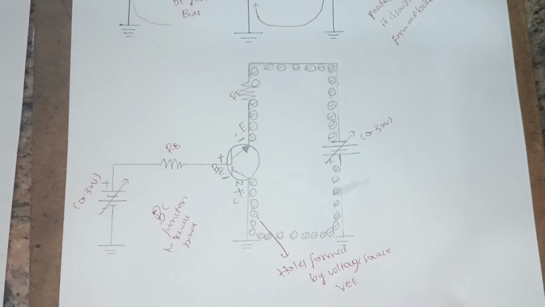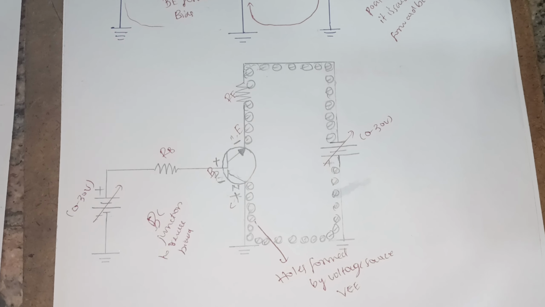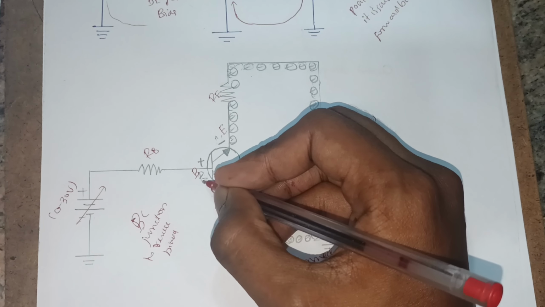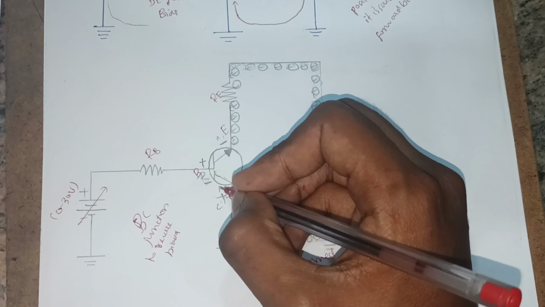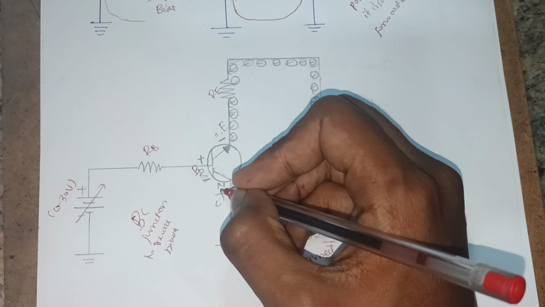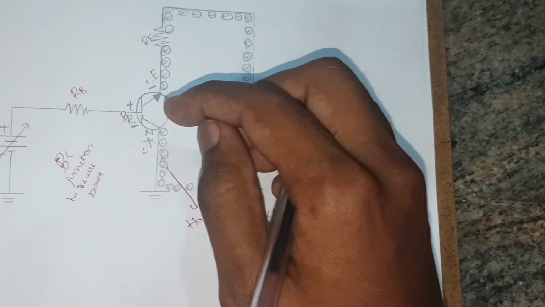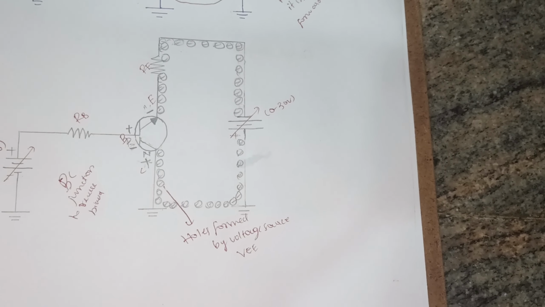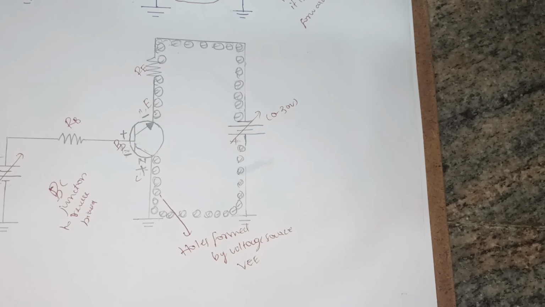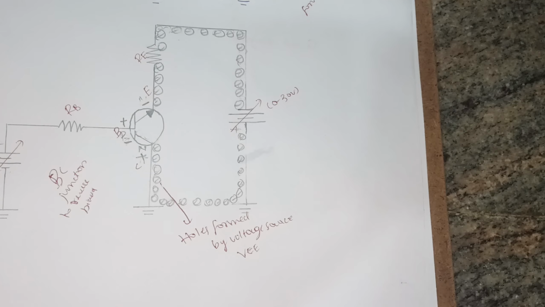Reverse biased means what here? Reverse biased means positive is more negative and negative is more positive. See here, positive means this is more negative here, and negative is more positive here. So this is said to be forward bias, and this is said to be reverse bias. What is reverse bias? If the positive junction is more negative than the negative junction, it is said to be reverse bias. So the BC junction is reverse bias.